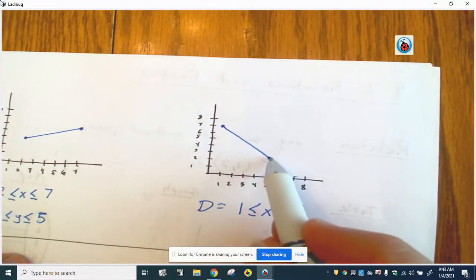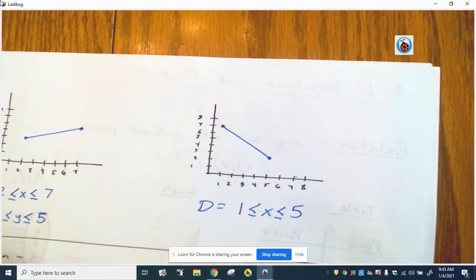And if this was an open circle, it's the same as last chapter. We would not underline that kind of thing.